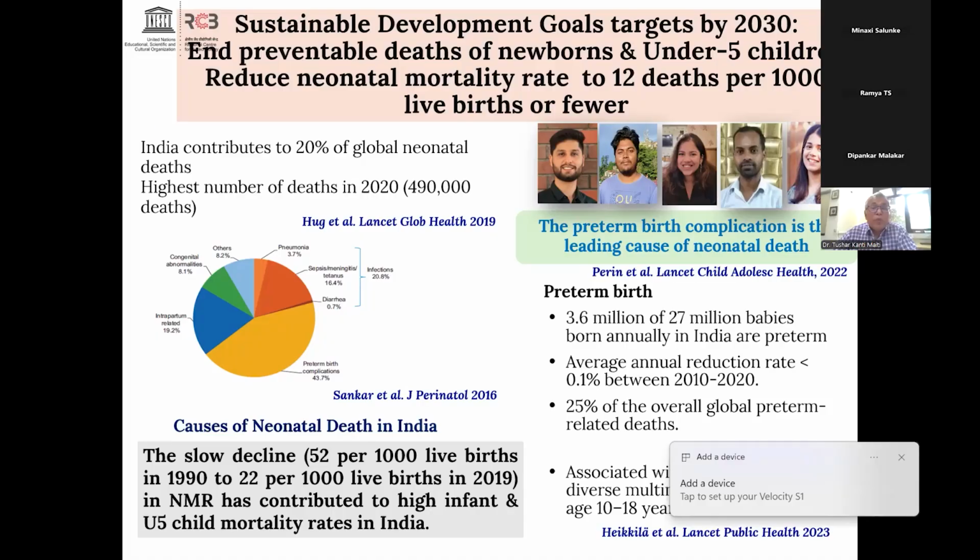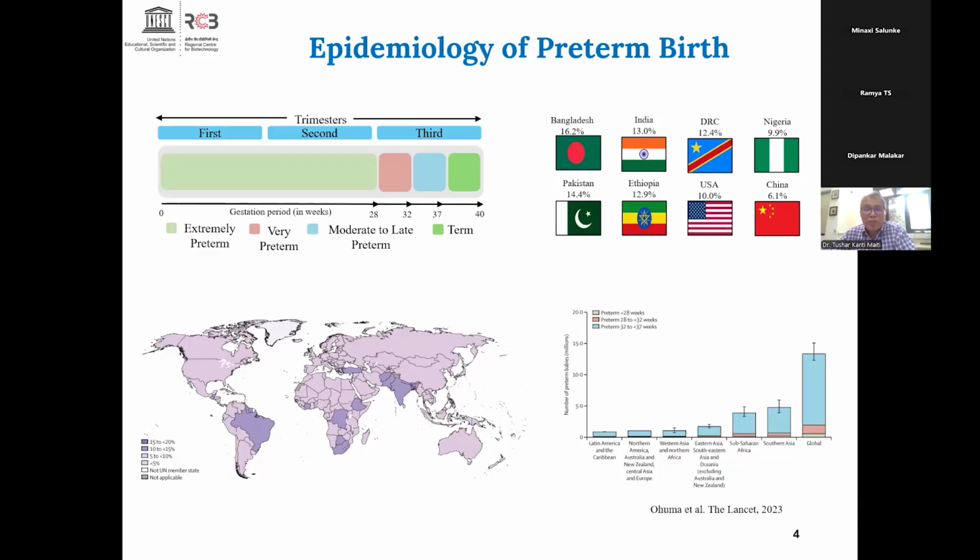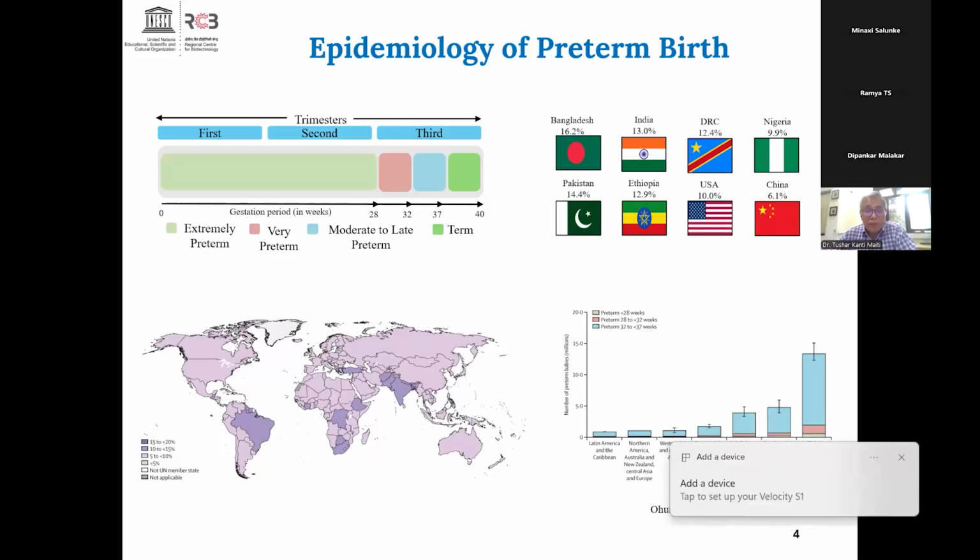So if we see the epidemiology of preterm birth, Bangladesh has reported the highest number of preterm births, 16.2%. Subsequently India, 13%. And then even in the advanced countries, particularly in the US, and even in China, we could see a significant percentage of preterm births. So 10%, and China has reported a very low percentage. However, in most of the countries the preterm birth rate is above 10%.